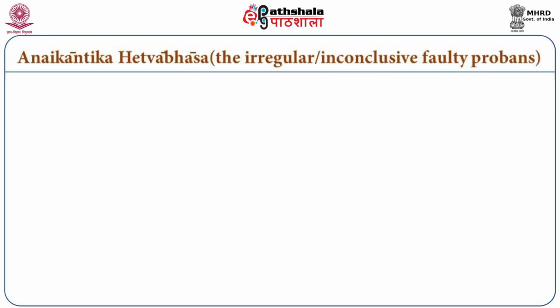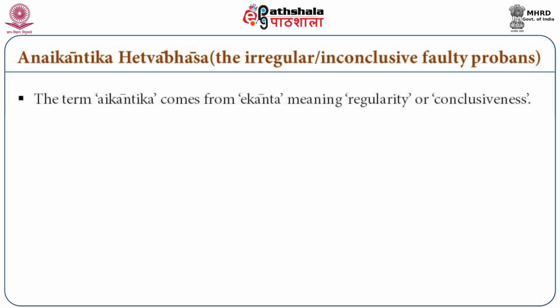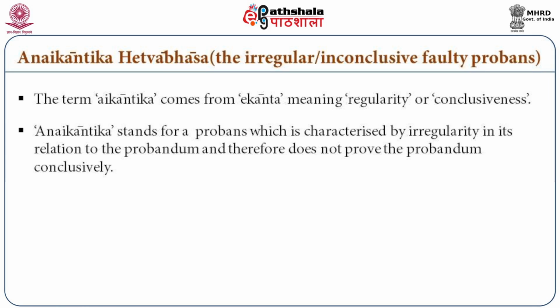Now we come to the second major fallacy, that is Anaikantika Hetvabhasa. That is irregular or inconclusive faulty probans. The term Anaikantika comes from ekanta, which means regularity or conclusiveness. And Anaikantika here stands for a probans which is characterized by irregularity in its relation to the probandum, and therefore does not prove the probandum conclusively.